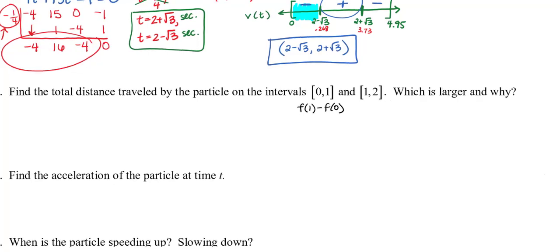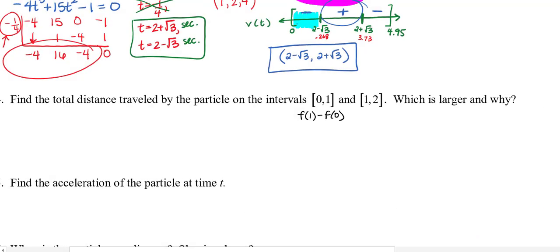So I'm going to look at my velocity number line that we did above. I turn around, right? I'm going backwards and then forwards. I turn around at 0.268.